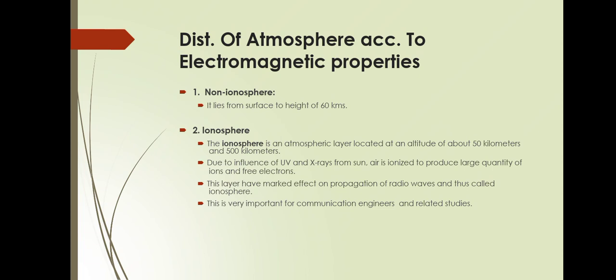So in the ionosphere, the main thing is the formation of ions. The ions are formed when the X-rays and UV rays fall on the Earth, and due to these radiations, air is ionized, and that's how ions and free electrons are formed in a large quantity.